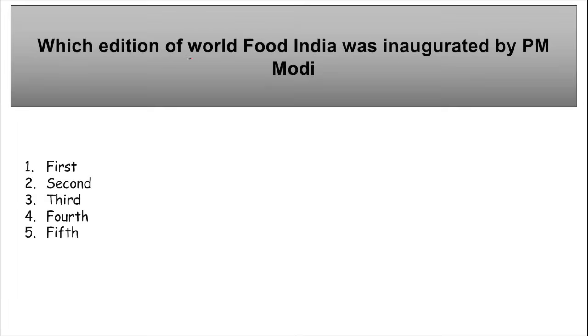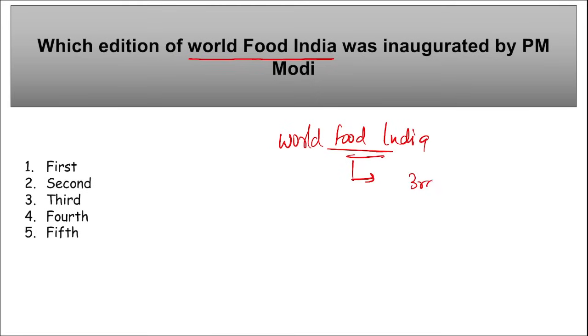First is, which edition of World Food India was inaugurated by Prime Minister Narendra Modi? So this World Food India, correct? This is a biennial mega food event. This was held on 3rd of November. Location is important because this was held at Bharat Mandapam in New Delhi, correct? This was the second edition of World Food India held in India. It was inaugurated by Prime Minister Narendra Modi, and it started on 3rd of November and went till 5th of November.